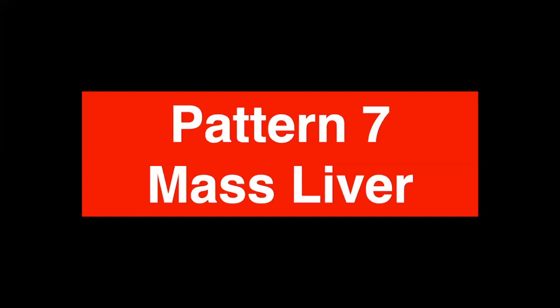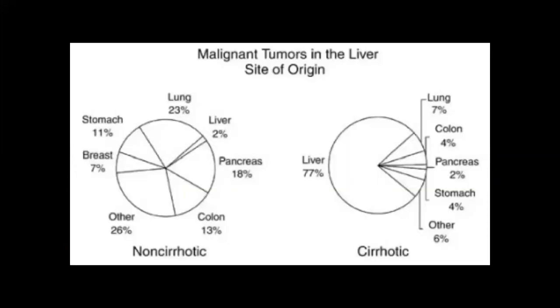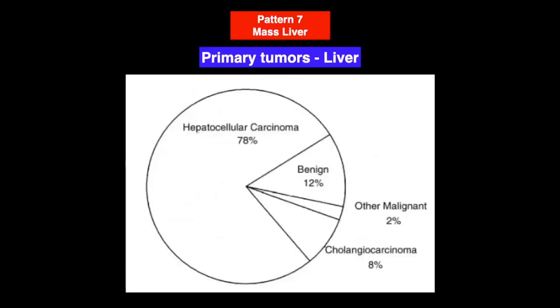Now we are going to the last pattern, mass liver. As I told before, whenever you see a mass, the first question you have to ask is whether it is a cirrhotic liver or a non-cirrhotic liver. In a cirrhotic liver, when you see a mass, it is 77% hepatocellular carcinoma. In a non-cirrhotic liver, it's a metastatic carcinoma. Metastasis is less common in a cirrhotic liver. Cholangiocarcinoma is the next one in non-cirrhotic liver, but that is also very uncommon.